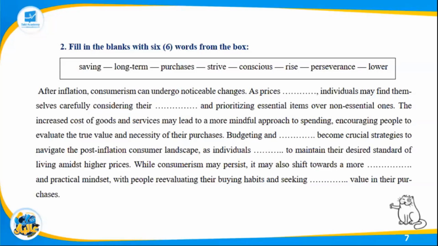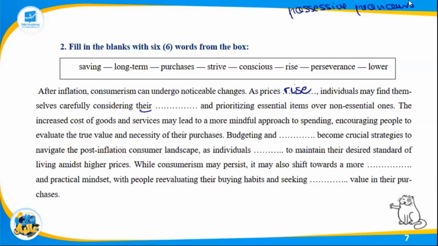After inflation, okay, inflation is financial inflation, consumerism can undergo noticeable changes. Okay, as prices rise, individuals may find themselves carefully considering their... So, what happens to the prices with inflation, well, after inflation? After prices rise, très bien. Rise, okay? Well, decrease. B. Individuals may find themselves carefully considering their, B. Their is a possessive pronoun, okay? Why do we use possessive pronouns? To show that something is mine, to show ownership, my belongings, okay?